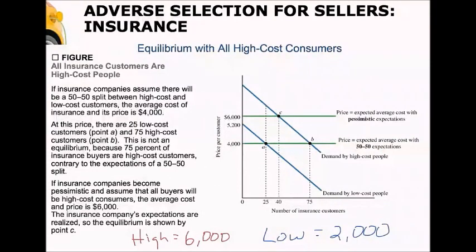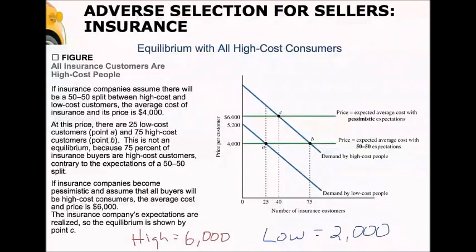Doesn't meet your expectations. You got a higher percentage of high cost customers than you expected, and thus the insurance company raises its price. It can get up to a price where the expected cost is based on pessimistic expectations that all consumers are going to be high cost consumers. That price is going to be $6,000, and at that price you're getting 40 customers that are high cost and 0 customers that are low cost, and your expectations are met. So this is going to be an equilibrium.